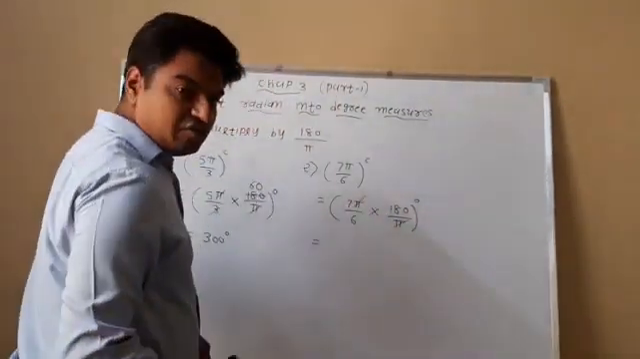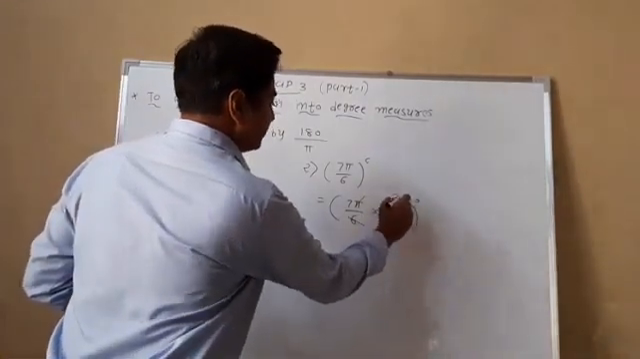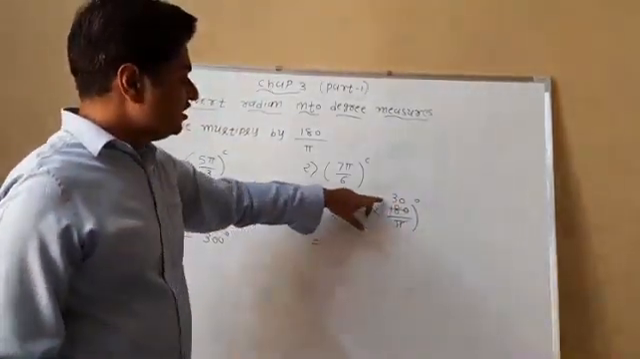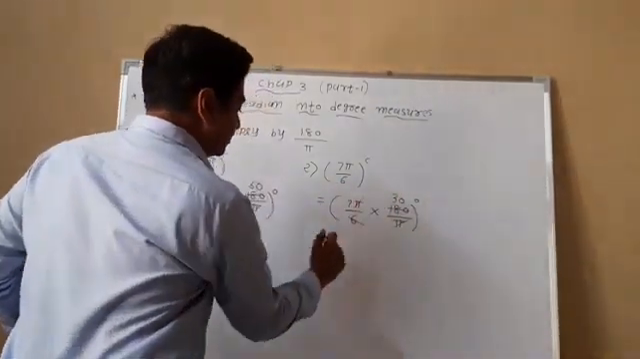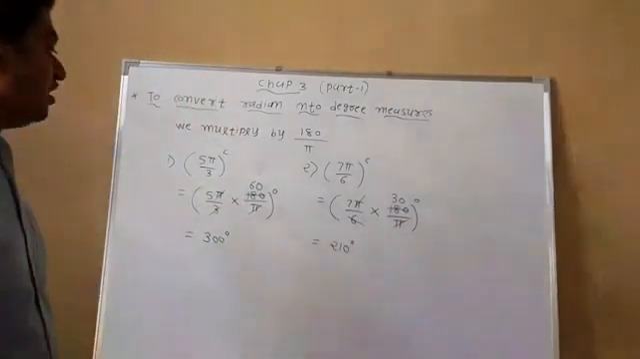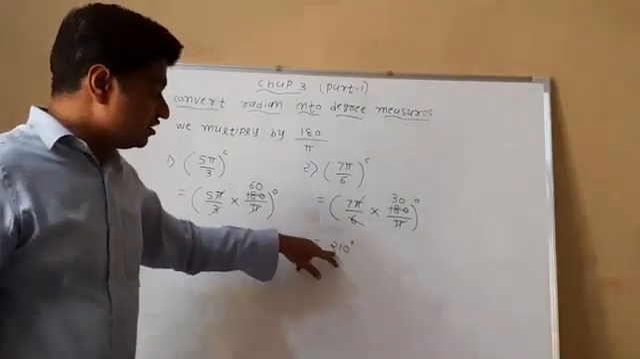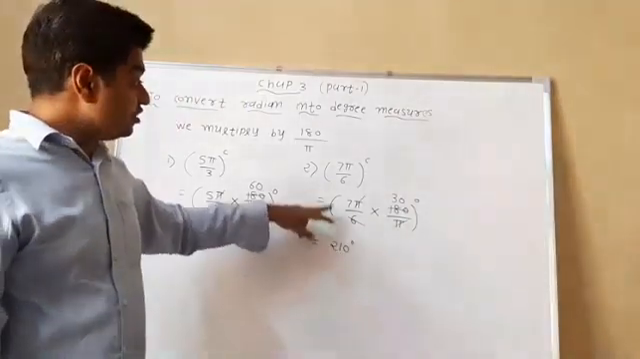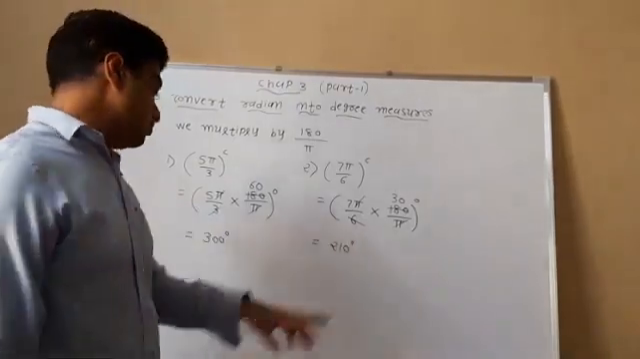Pi cancels out. Now 6 times 30 is 180. Now multiply this number 7 into 30. So we get the answer: 7 into 30, that means 210 degree. Here it is compulsory to write degree, otherwise if we only write 210, it is a wrong answer. So converting into degree form, it is compulsory to write this symbol.